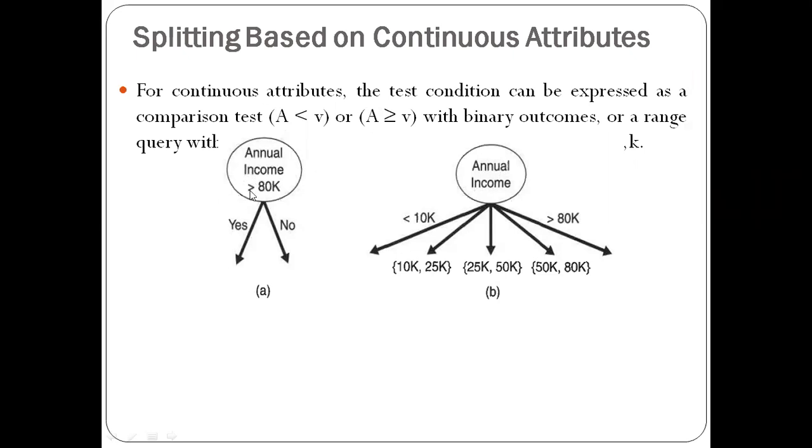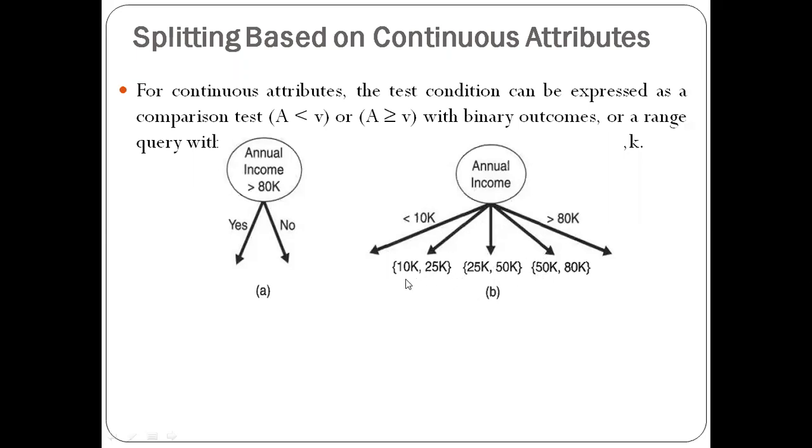See here, annual income. We considered annual income greater than 80K, and split on that. If it is less than that, then we consider this other partition. That is a two-way split or binary split. And in a multi-way split, we can specify the ranges. So we have specified the ranges.